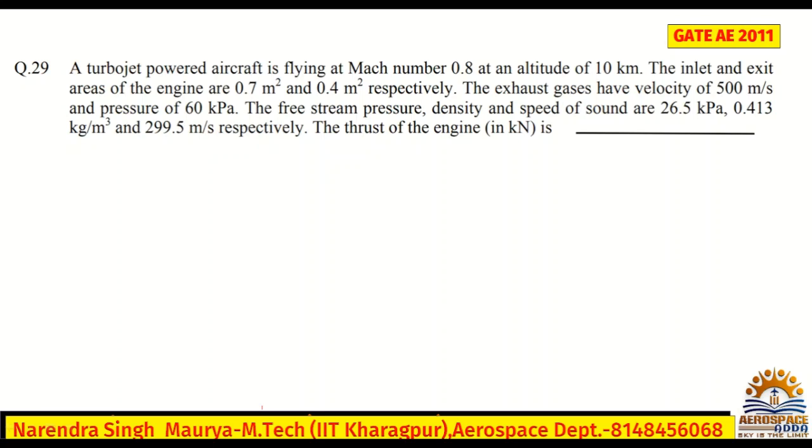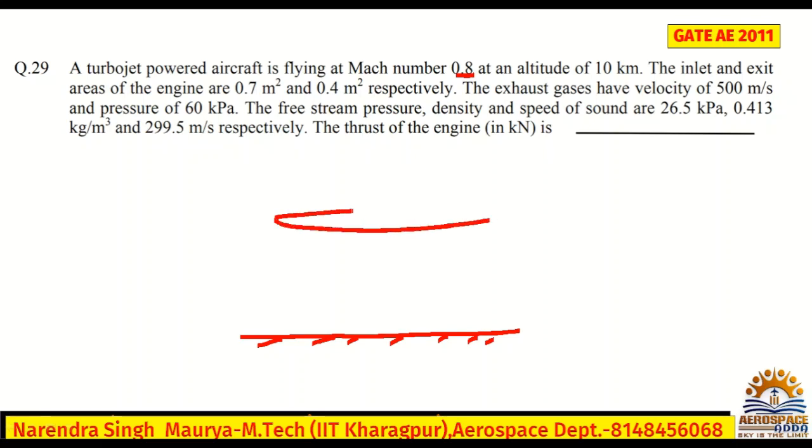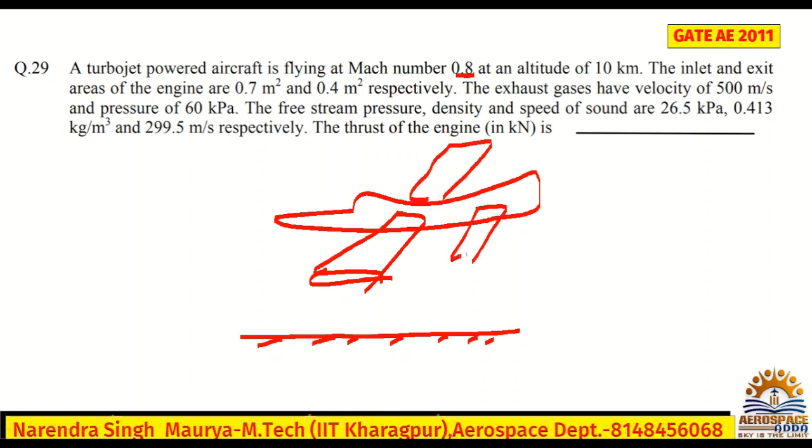Now, next question. This is question number 29. Check. The turbojet powered aircraft is flying at Mach number 0.8 at an altitude of 10 kilometers from sea level. This is sea level, and the aircraft is flying here. Check the data they have given to you.